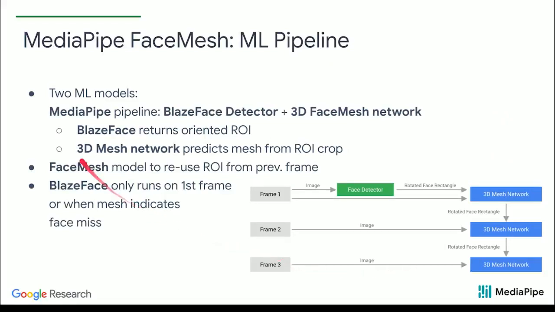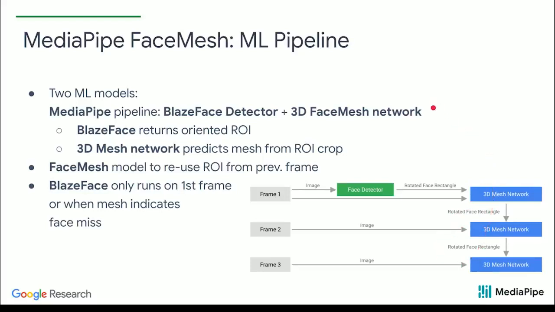Our FaceMesh is implemented as a MediaPipe pipeline consisting of two models. The first one is a BlazeFace face detector that locates the face in the image and returns an oriented region of interest. And then the 3D FaceMesh operates on this region of interest and predicts the 486 landmarks. The nice thing about implementing it as a MediaPipe pipeline is that we actually don't have to run the face detector on every frame, but only on the first frame or if there's a tracking error. Otherwise, the FaceMesh can reuse the region of interest derived from the previous frame.